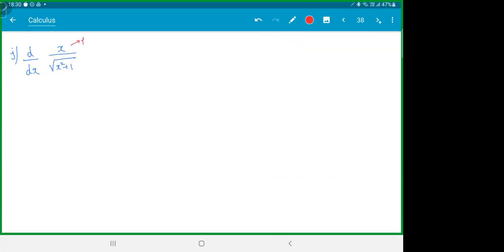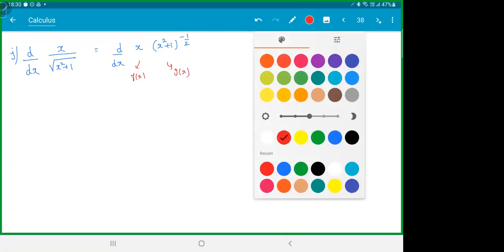So you can take this as f of x. I'll do one thing. Actually, I don't like the u by v formula. x into, I'll write this as x square plus 1 whole power minus half. I will use the product rule. Nothing wrong, you can do that also, you'll get the answer. But for some reason, I don't like the division rule.